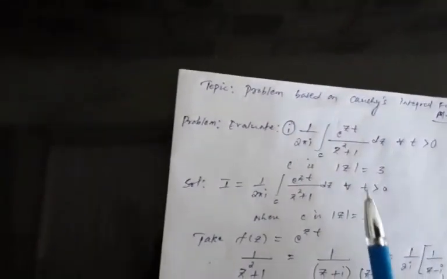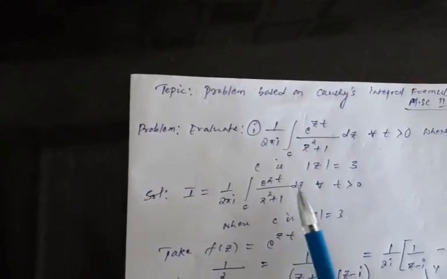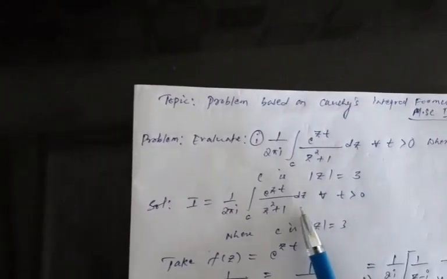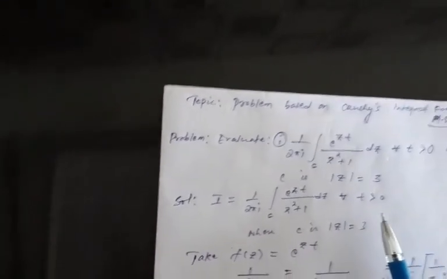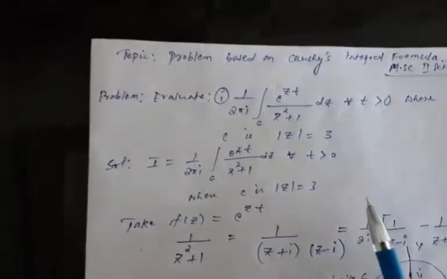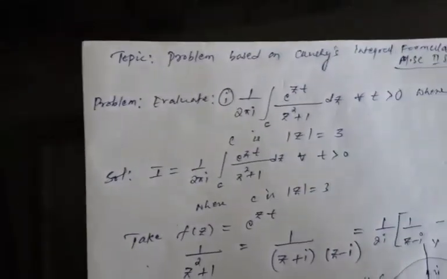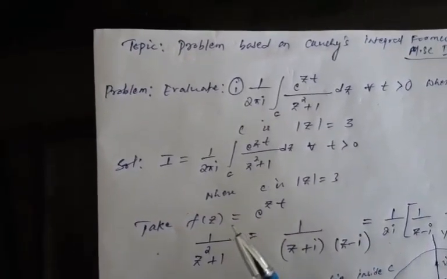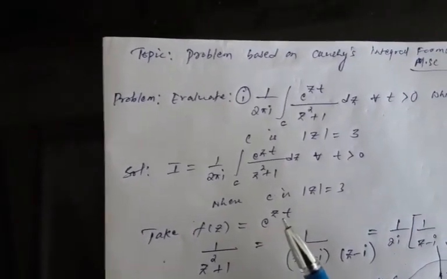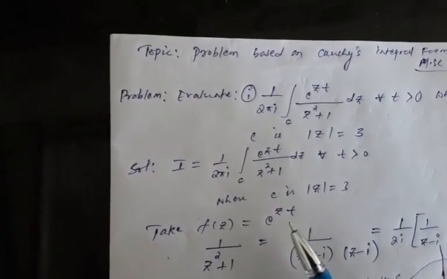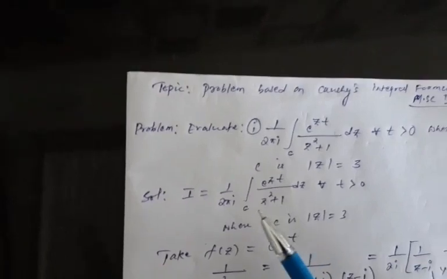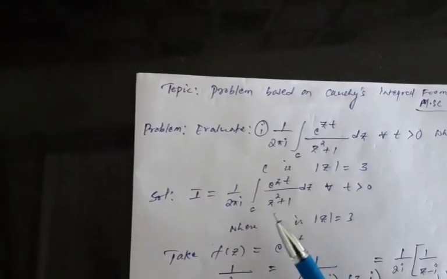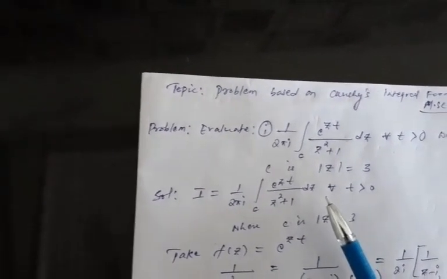Okay, first let us take I equal to 1 by 2 pi i integration over C e to the power zt divided by z square plus 1 dz for all t greater than 0, where C is mod of z equal to 3. So now we have to take f(z). Okay, f(z) is e to the power zt. Why are we choosing f(z) as e to the power zt? In the denominator there is z square plus 1. When we factorize this, what do we get? z minus i into z plus i.